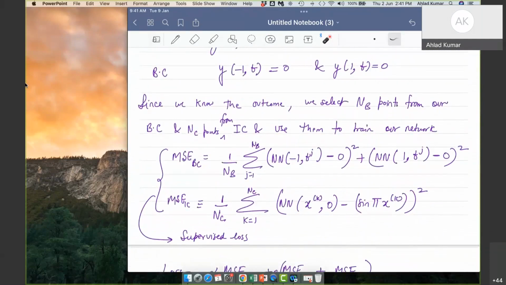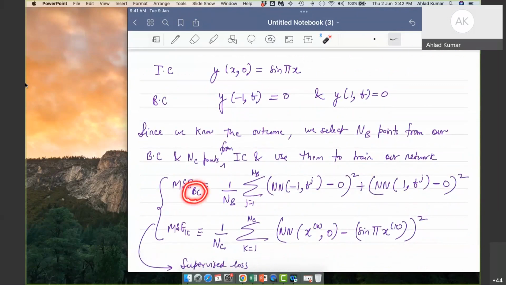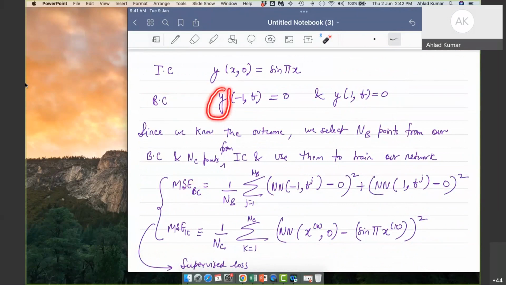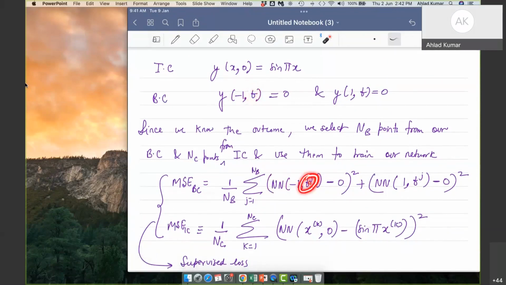We select NB points from our boundary conditions and NC points from our initial conditions, and use them to form another mean square error for the boundary condition and another mean square error for the initial condition. Here I am summing up for the two conditions. The first one is for the boundary condition. From this boundary condition, as you know from the approximation theorem, we can replace y with NN. So I am replacing it by NN, and this is already there, and instead of t it is tj, and j is running from 1 to NB.